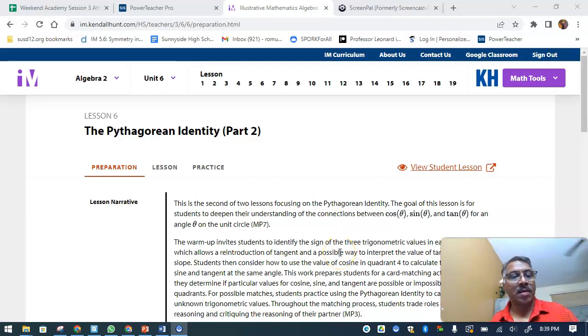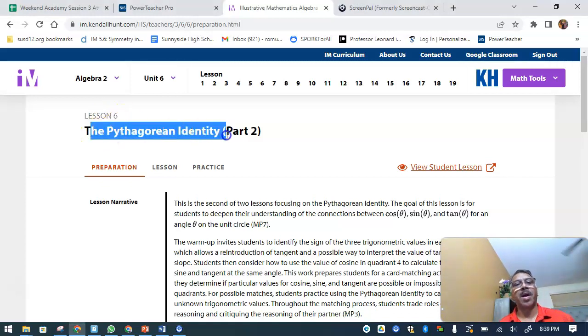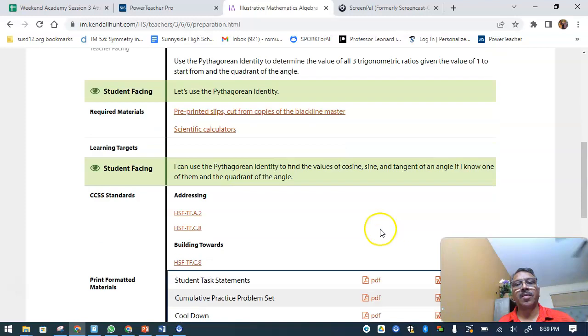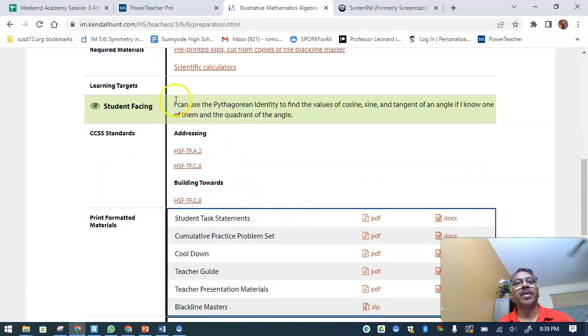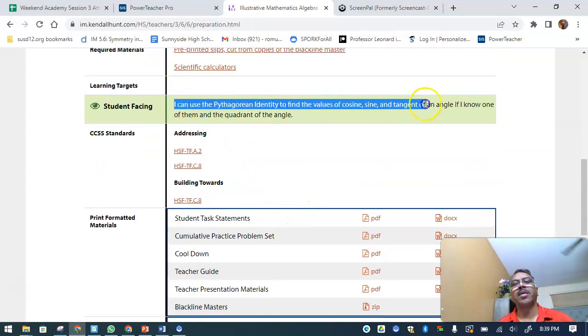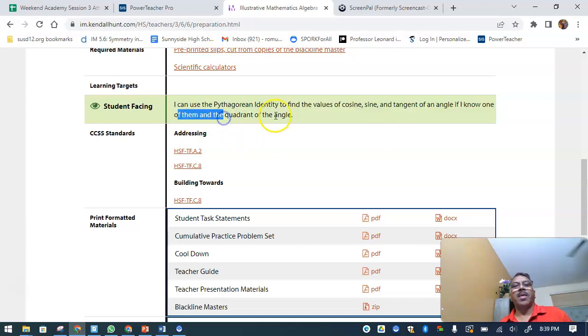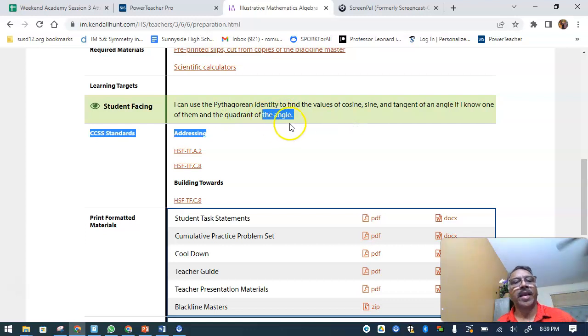Okay, hello, students. This is Unit 6, lesson number 6 again, Pythagorean Identity Part 2. This lesson is yet again about using the Pythagorean Identity. I can use the Pythagorean Identity to find the values of cosine, sine, and tangent of an angle if you know one of them and which quadrant the angle lies in. So, let's go straight to the problem.